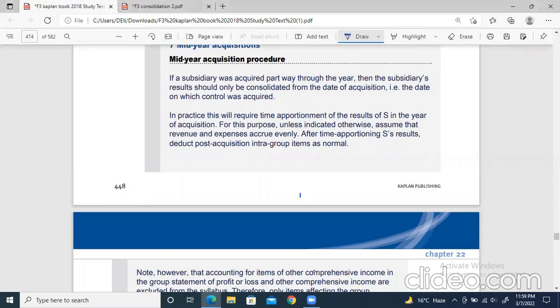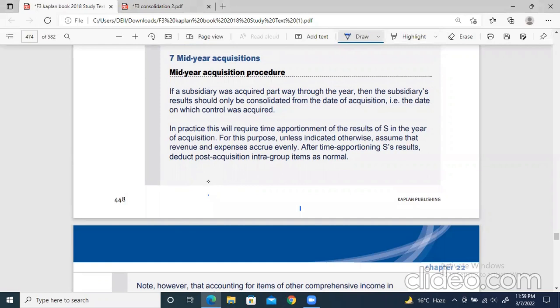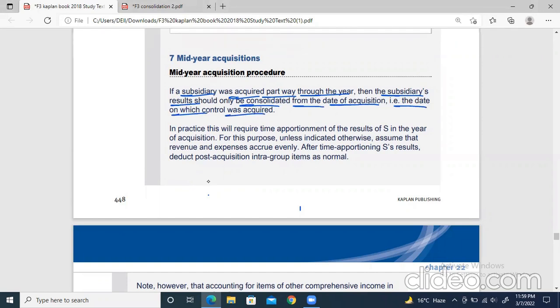Okay, now let's read this topic seven, what it is saying. Mid-year acquisition procedure. If a subsidiary was acquired part way through the year, then the subsidiary's results should only be consolidated from the date of acquisition. That is the date on which it was purchased, or we can say control was acquired, right? In practice, this will require time apportionment, which we just studied, of the results of just S company. Not the parent company, just the S company in the year of acquisition. For this purpose, unless indicated otherwise, assume that revenue and expenses accrue evenly.